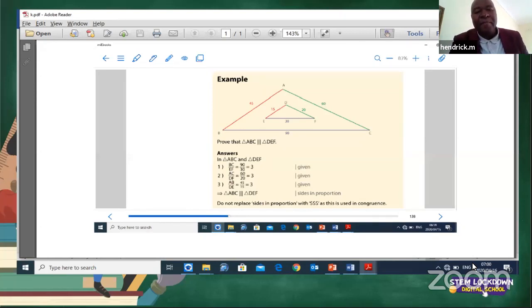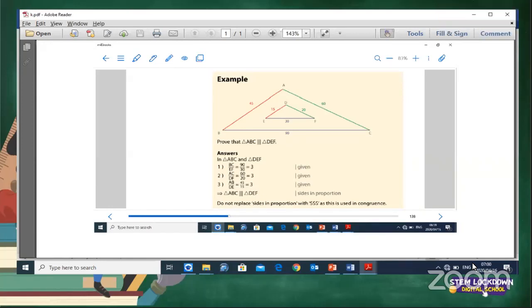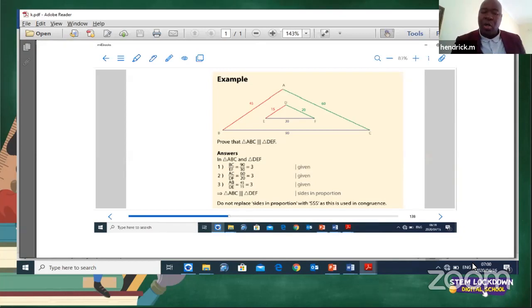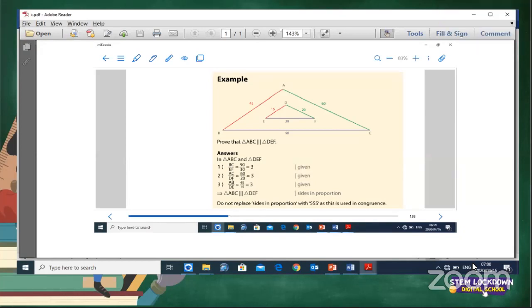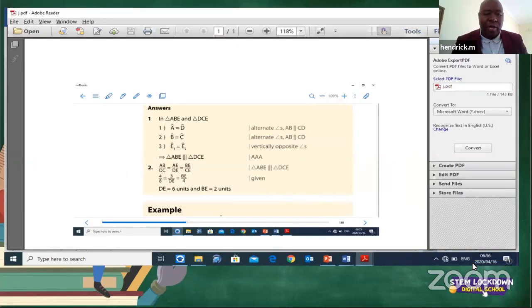So 20 multiplied by 3 is 60. So the two triangles are in proportion. And the last one, EF, which was 30, was also multiplied by 3, sorry, to get to 90. And of course, the two are in proportion. So if you want to get another definition of proportion, you can see the previous one there.